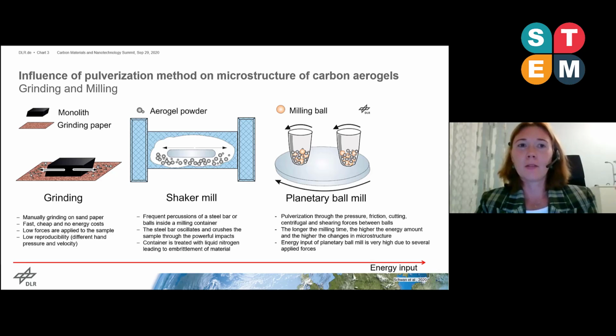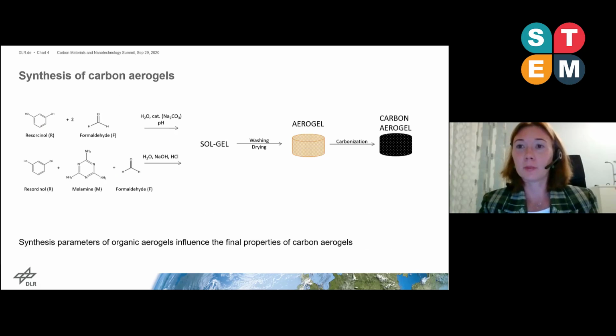Now I'm going to present the samples we prepared. So, back to the carbon aerogels. They can be prepared from different precursors. As I have mentioned, first of all we need to prepare an organic aerogel, which can then be carbonized to carbon aerogel. As a precursor, you can use very different chemicals, for example, resorcinol and formaldehyde, or resorcinol, melamine and formaldehyde. You can also use some bio-based polymers and so on.